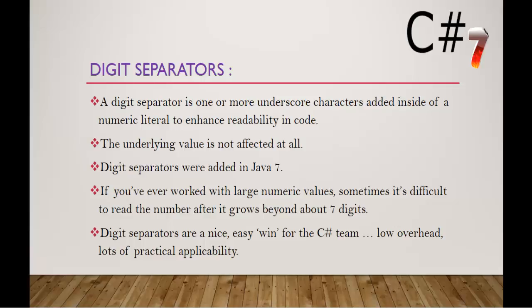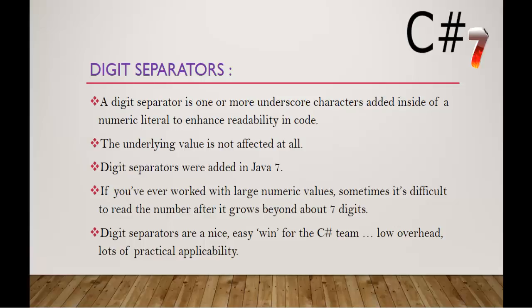If you have worked with large numeric values, sometimes it's difficult to read the number after it grows beyond about 7 digits. This is a common problem we face. If I separate the digits with the underscore, that is the digit separator, then I can improve the readability of my numeric literal. Digit separators are an easy win for the C# team, with very low overhead and lots of practical applicability.